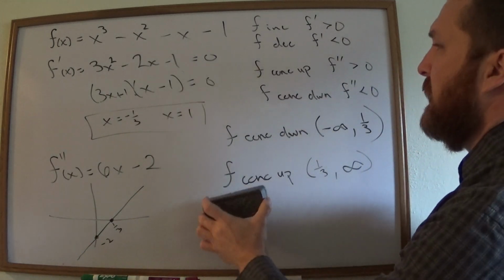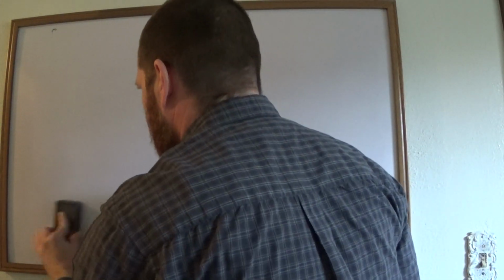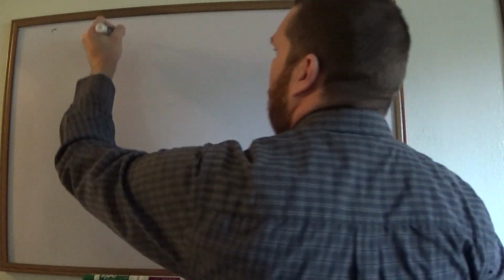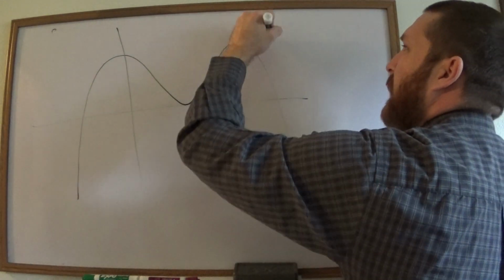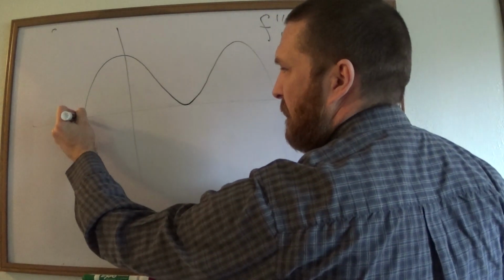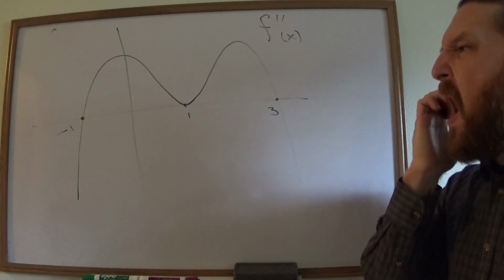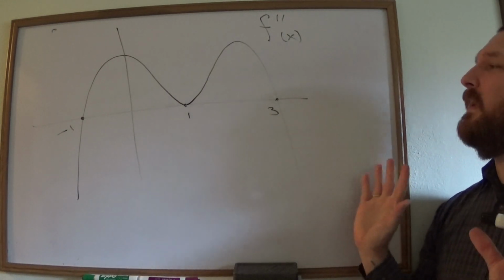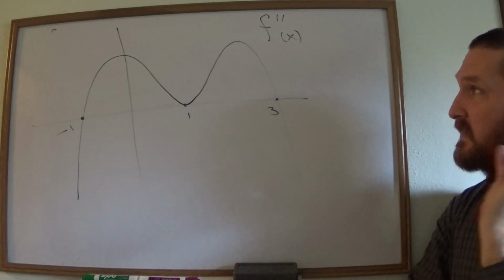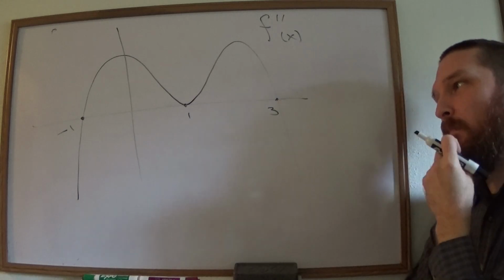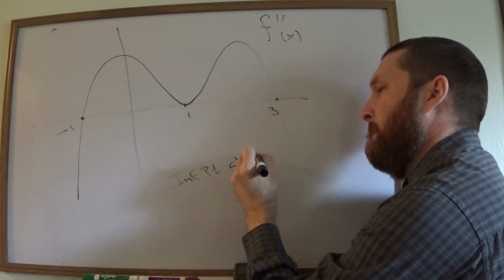Everybody got all this? Here's a quick question. Let's say I know nothing about f. All I know is that f double prime, the second derivative of f, looks like this. So all I know is this. Question number 1, just yes or no: does f have any inflection points? Yes. Where? Inflection points at -1, 1 and 3.